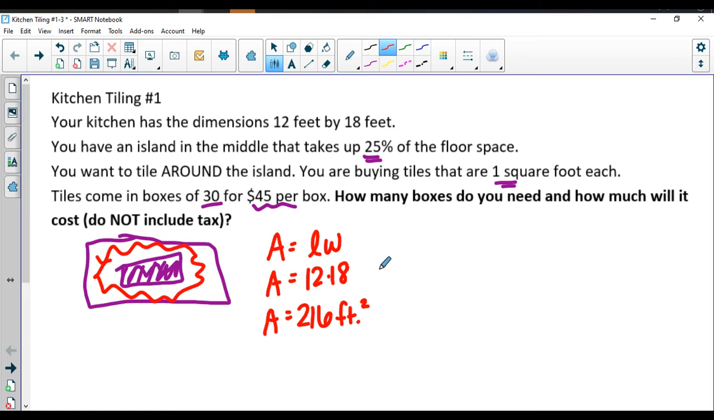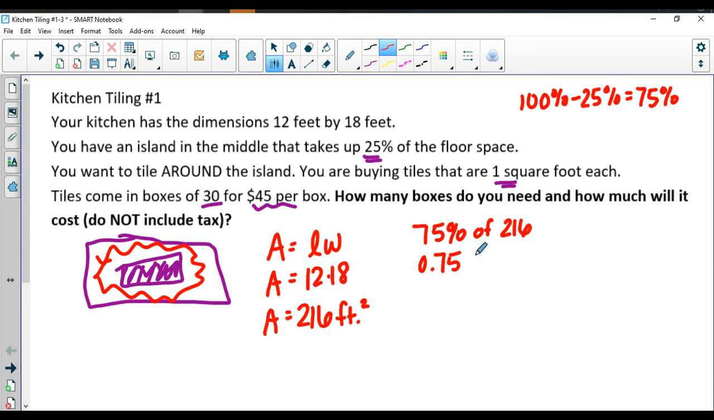We're not really going to be concerned about labels here because our final answer is really just going to be boxes and how much money it is. So an island in the middle takes up 25% of the floor space. The whole entire kitchen is 100%. If the island is 25%, we are not tiling there. So I'm going to go ahead and take that away, which leaves me with 75% of the floor space needs to be tiled. So we're going to try and figure out what is 75% of 216. And that will tell us the amount of space that's going to need to be tiled.